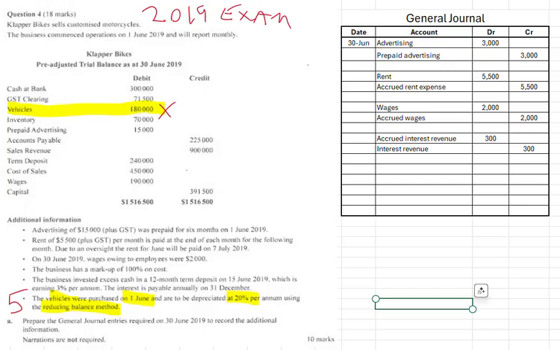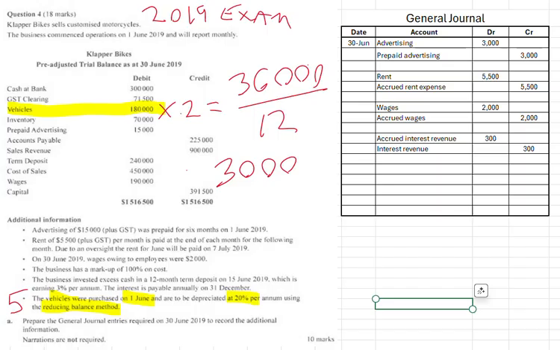So we're just going to multiply that figure by 0.2. That's going to give us 36k. That's a per annum figure. And we had the vehicles for exactly a month. So therefore, we're going to simply divide that by 12, and that's going to give us $3,000 depreciation.